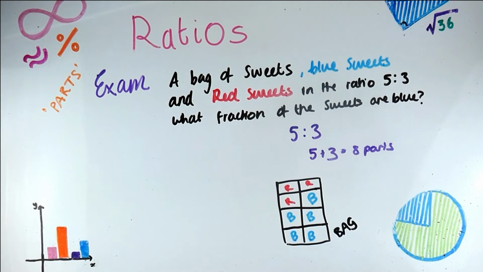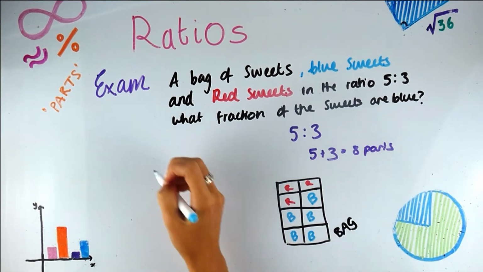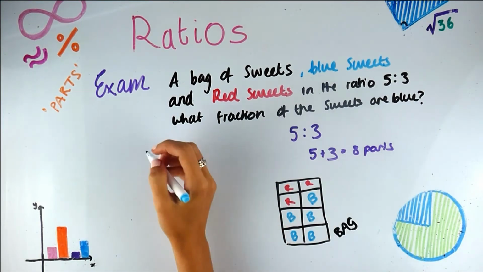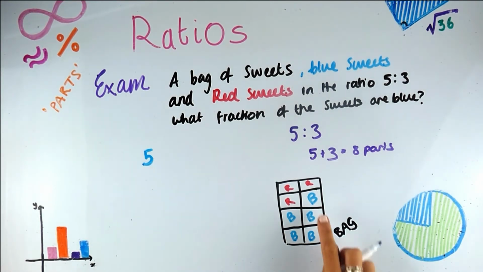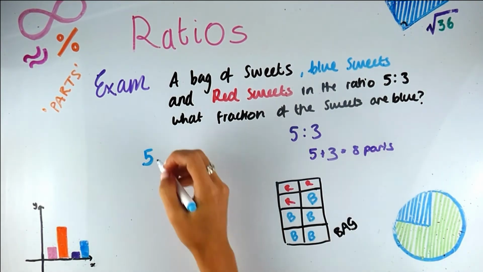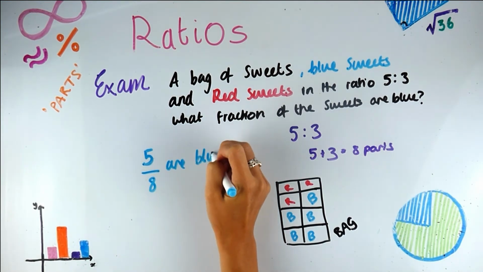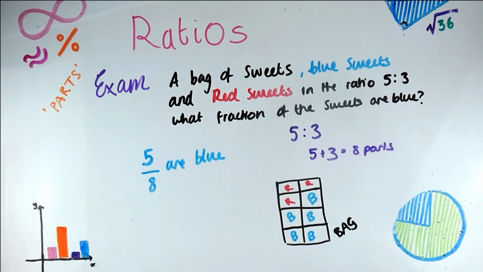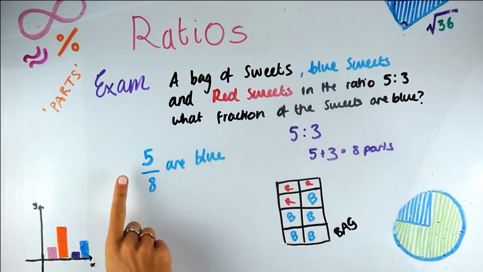Now if we think of that as a fraction, so what fraction of the sweets are blue, the fraction of this bag, which is a nice visual representation, we can see that 5 out of the 8 parts are blue. So the fraction that are blue is 5 out of 8. You don't have to do a diagram, but I'm just helping you visualise what's going on. You just need to know the total parts and then the number that are blue.